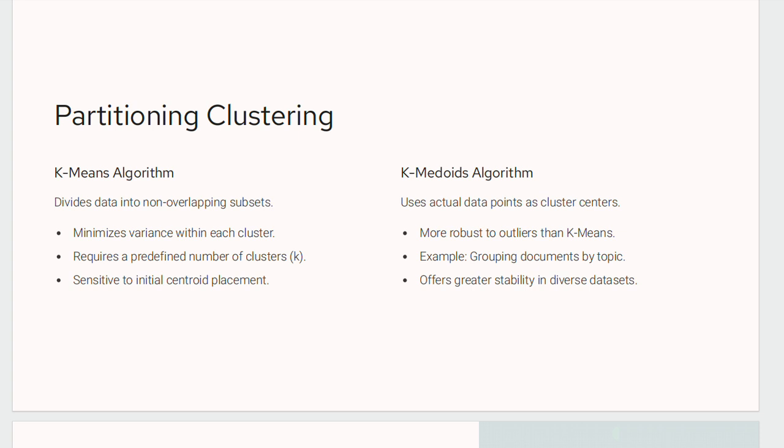The k-medoids algorithm uses actual data points as cluster centers and is more robust to outliers than k-means. Example, grouping documents by topic, offering greater stability in discovered datasets.